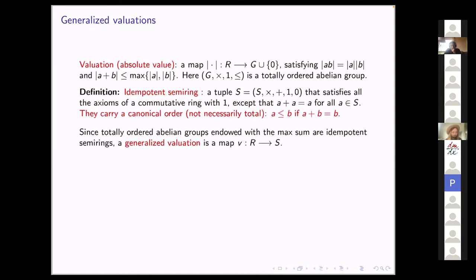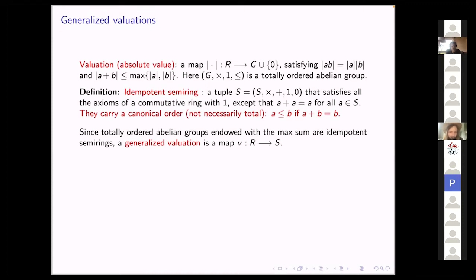But these fit into a wider setting, which is that of idempotent semirings. Idempotent semirings are very natural objects from the point of view of algebra and combinatorics, since they are additively idempotent. That's to say that you don't get anything new if you sum a plus a. But the important thing is that they carry an order, which is you define a to be less or equal than b if whenever you make the sum you obtain b.